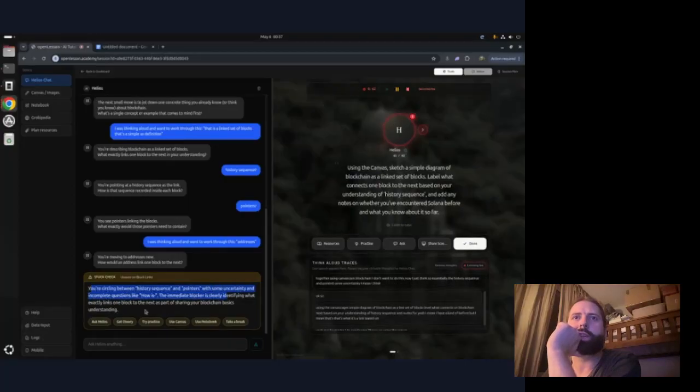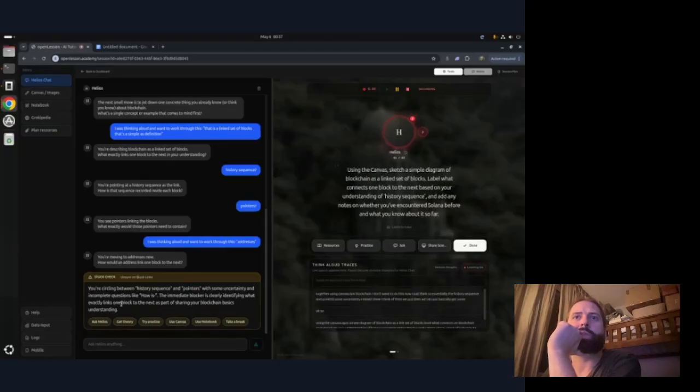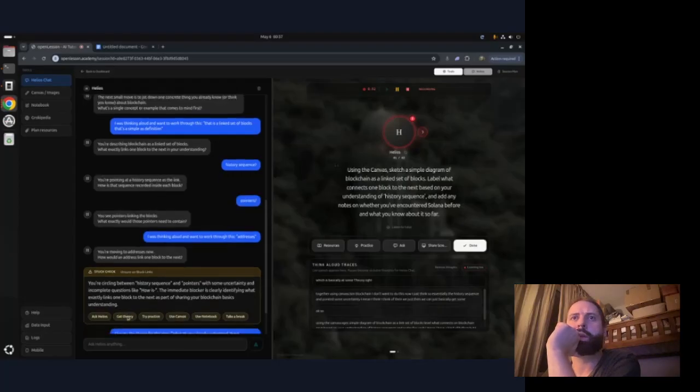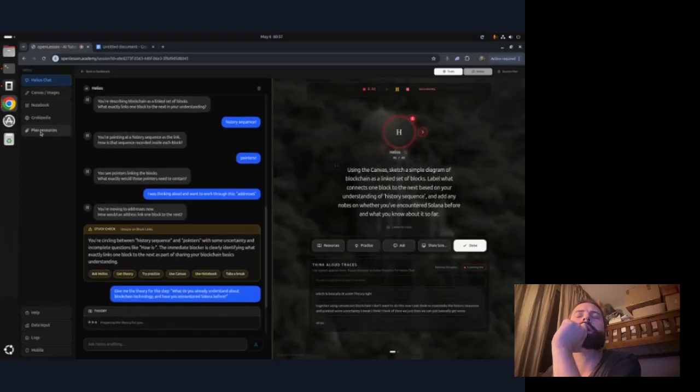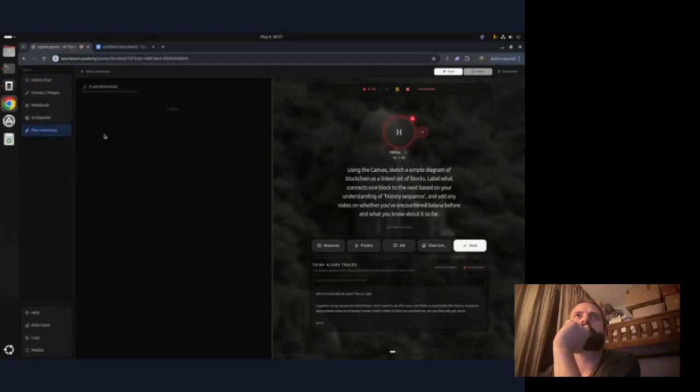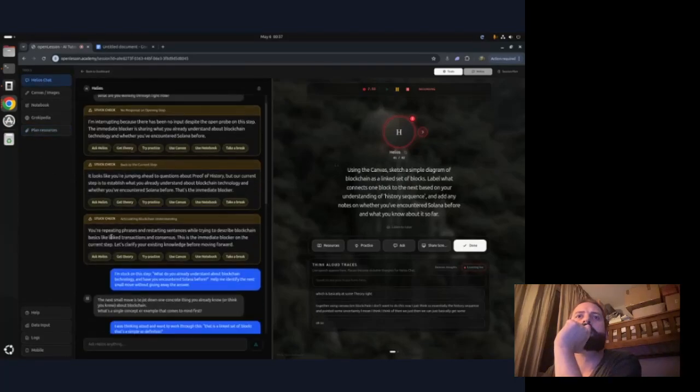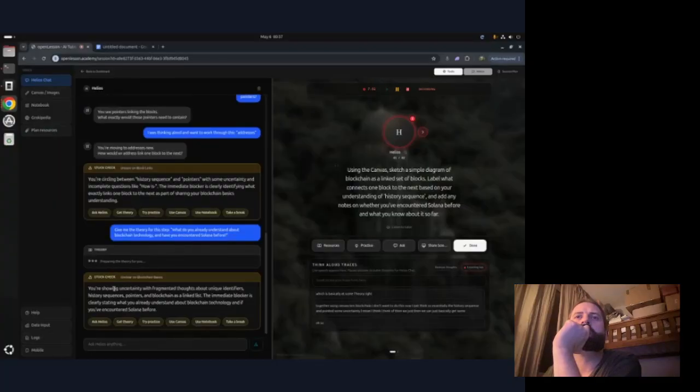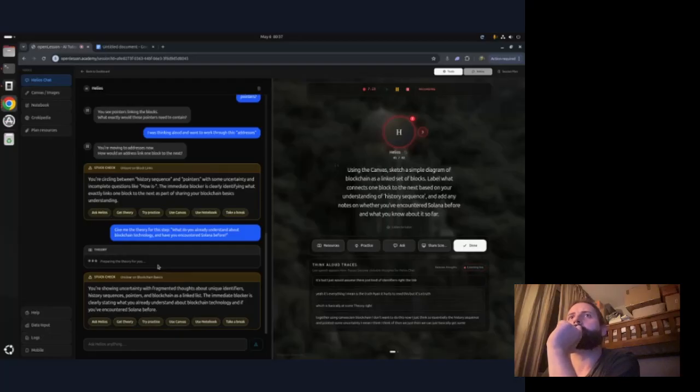Essentially, you're starting with the history sequence and pointers, with some uncertainty. I think then we can just basically get some theory, right? Yeah, it's everything. I mean, it is the truth, right? It hurts to read these, but it's the truth. But I would just assume there are just kind of identifiers that link stuff.